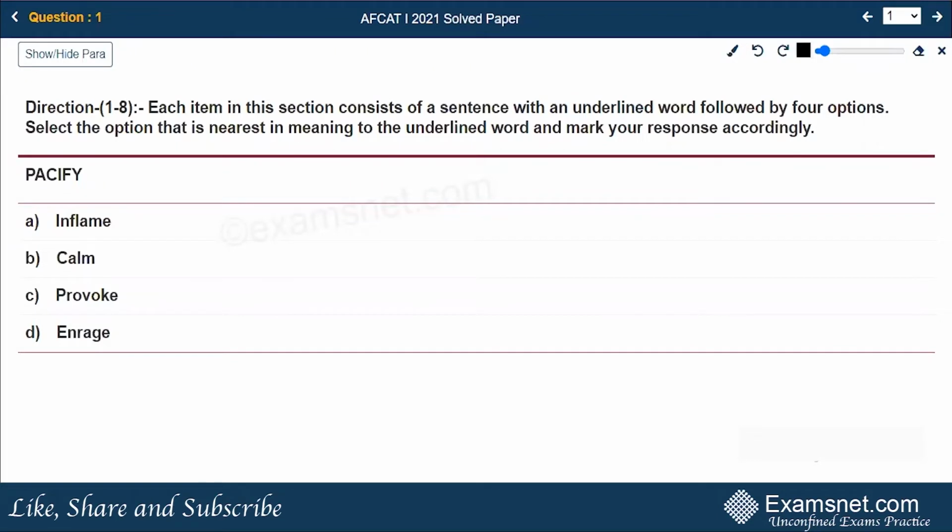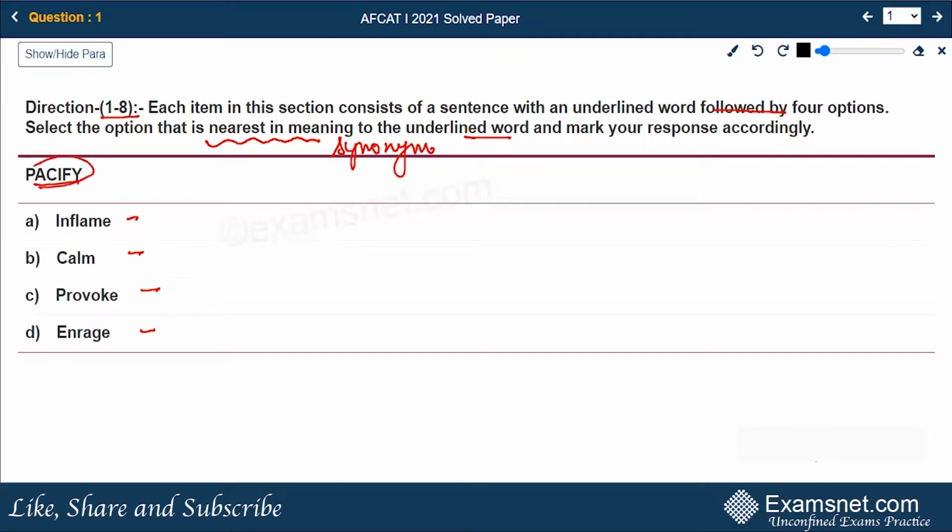Let's start with question number 1. You have some directions from question number 1 to question number 8. Each item in this section consists of a sentence with an underlined word followed by 4 options. So these are the words which are given to you. Along with that, you are given 4 options. You have to select the option which is nearest in meaning, or you can say which is synonym to the underlined word. And you have to mark your answer.